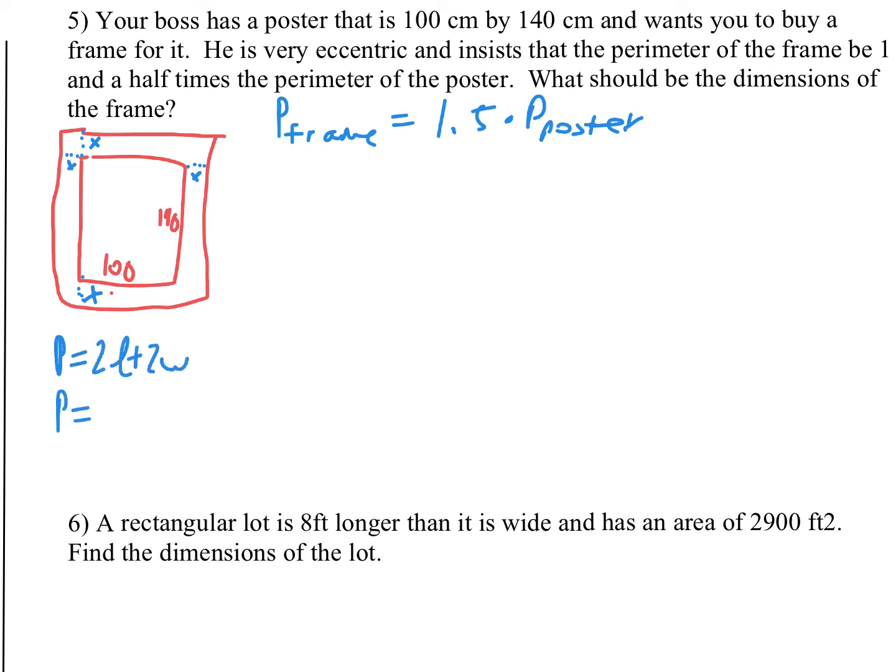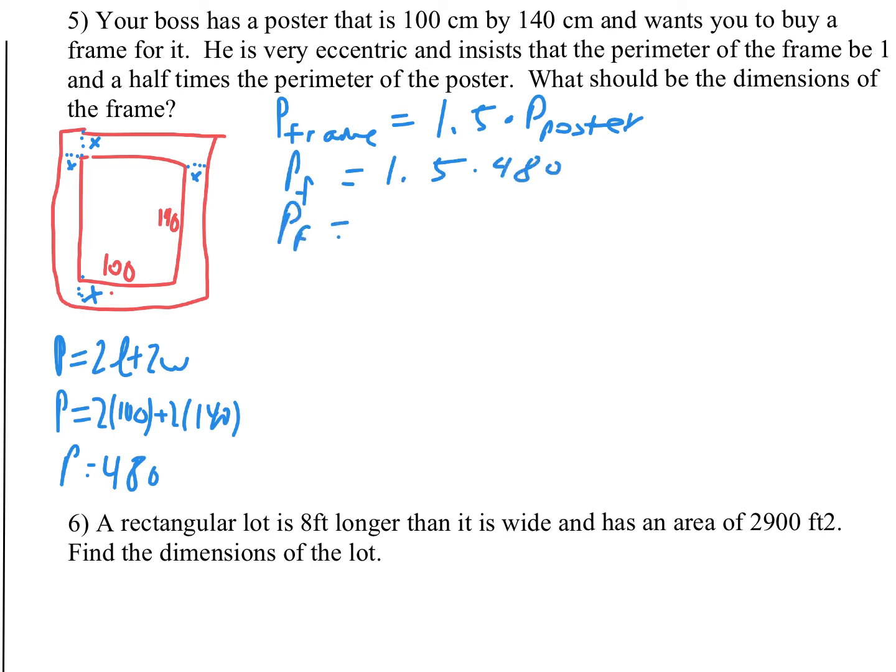And so the poster, I already know the length is 100, and then the width is 140. So if I type that all into the calculator, that means that the perimeter of the poster is 480. And so I'll just call it P sub F then, for the frame, equals 1.5 times 480. And so he wants the perimeter of the frame to be, whatever that is, 720, okay?